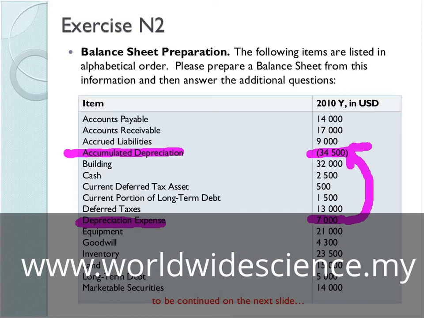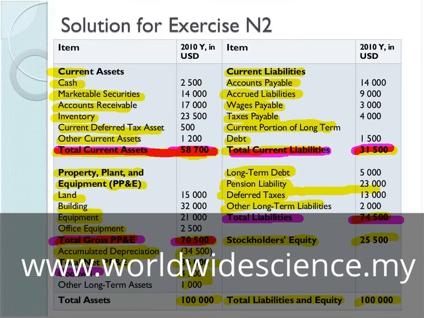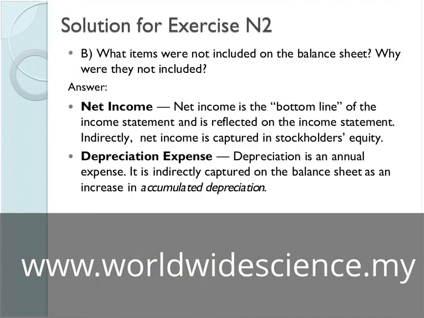So, depreciation expense is already inside the accumulated depreciation, and you shouldn't put it on the balance sheet, right? Here are the answers for exercise number 2B. First, we haven't put items like net income and the depreciation expense. Depreciation is an annual expense. It's indirectly captured on the balance sheet as an increase in accumulated depreciation, which means it's already inside the accumulated depreciation. So this is the answer for exercise number 2.